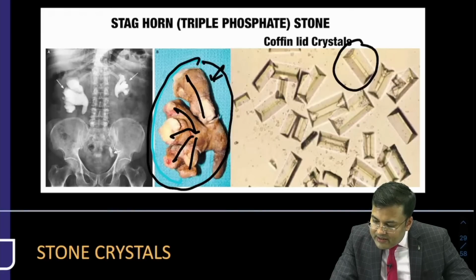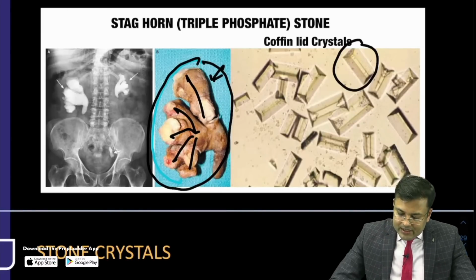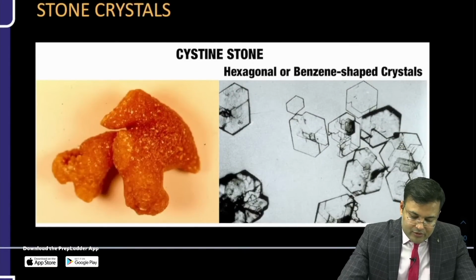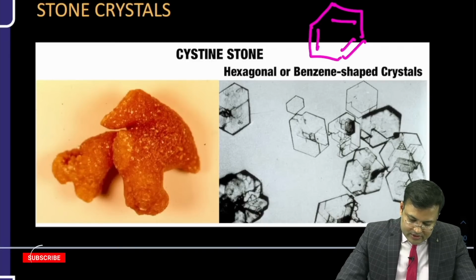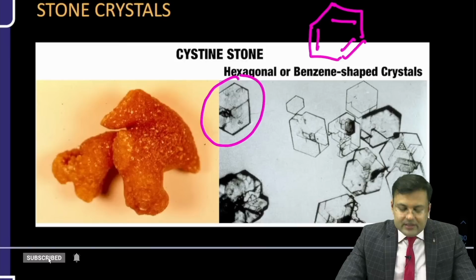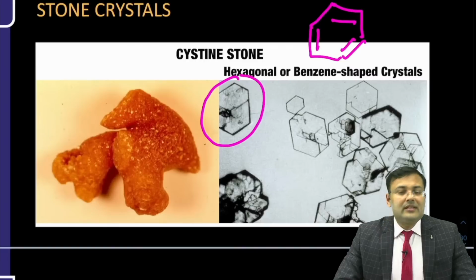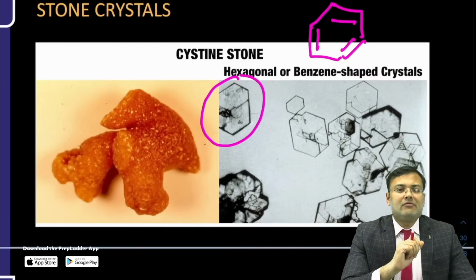Amritansh Ahluwalia, cystine hexagonal, very good. Hexagonal or benzene shaped, everybody is correct. So here you can see this is the shape of the crystal. This is cystine stone. So these are the crystals which are frequently asked. I am telling you, you will find one image based question.